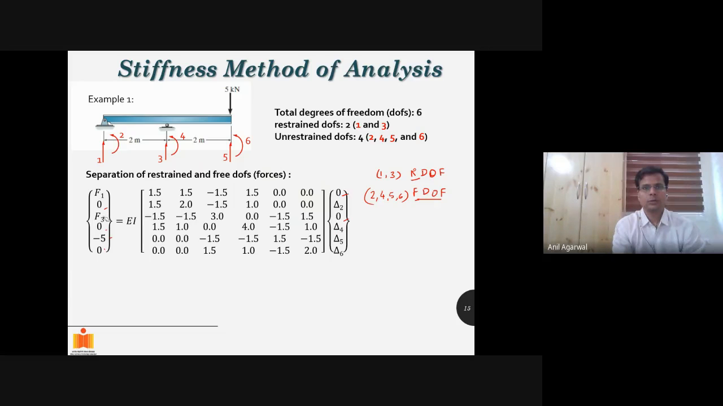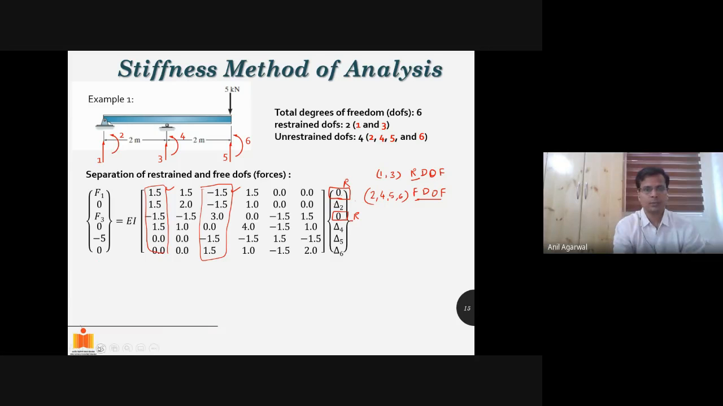Okay. So initially they are all mixed up, right? This is restrained. This is restrained. And the terms corresponding to these two in the stiffness matrix are the first column. This entire column multiplies with this 0 or this term. And this third column always multiplies with this term, right? So F1 is equal to 1.5 delta 1 plus 1.5 delta 2 minus 1.5 delta 3. So this one always multiplies with this term, and this one always multiplies with this term.